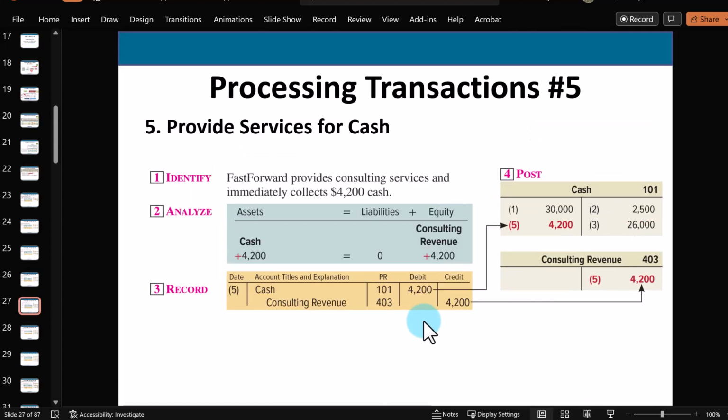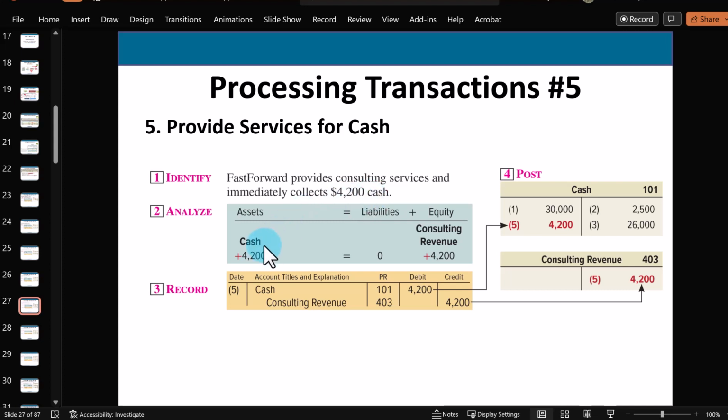Transaction number 5. I see I'm receiving some cash here. We're selling our consulting services. So I give my customer my bill, my invoice. Okay, and that means I earn the money. And right away, I collect that $4,200.